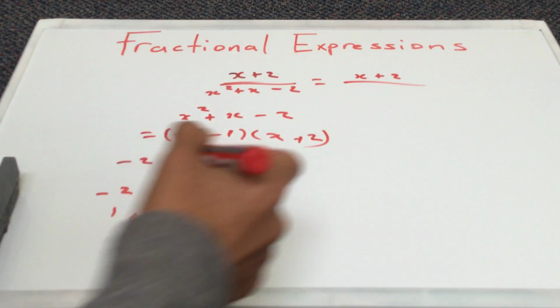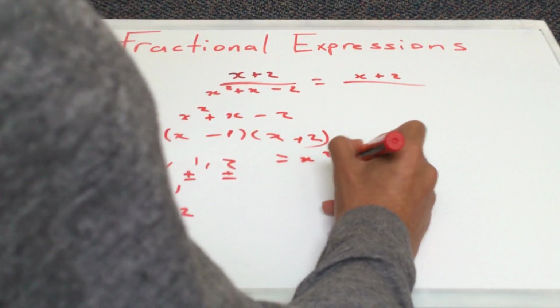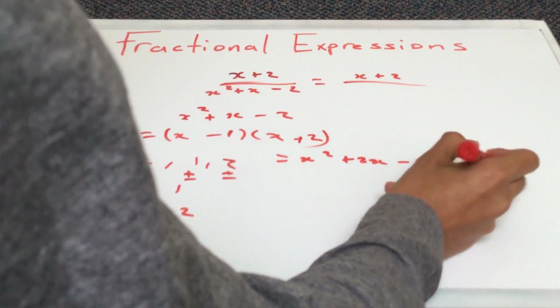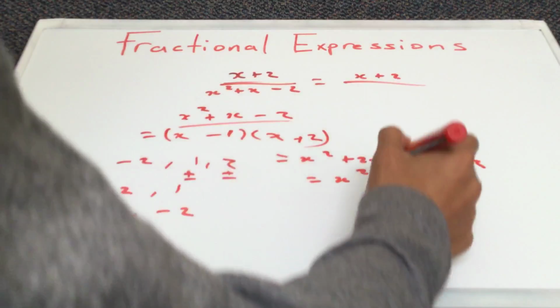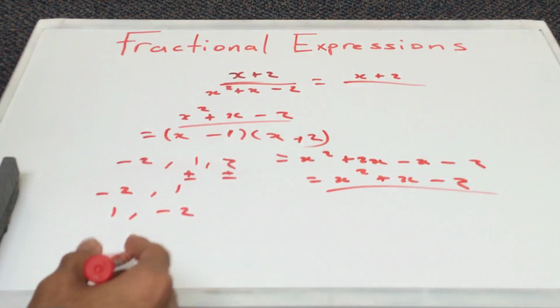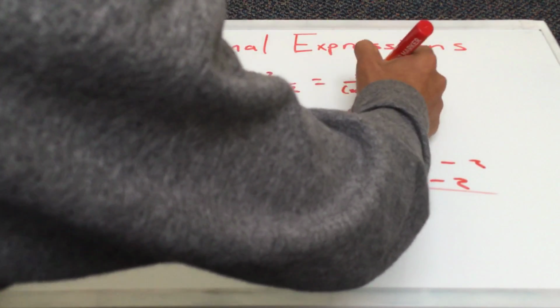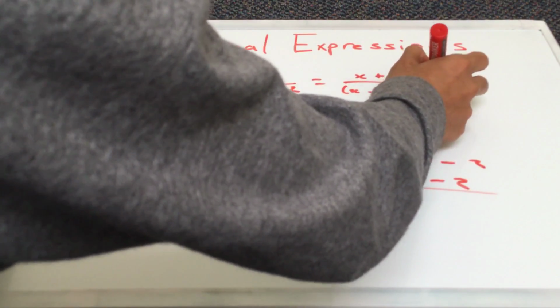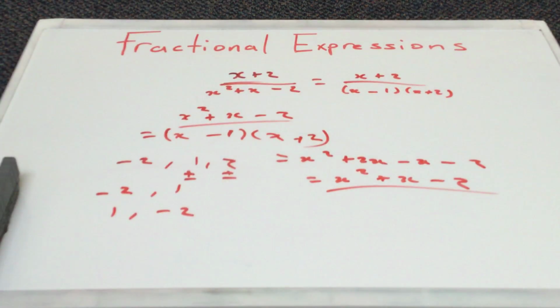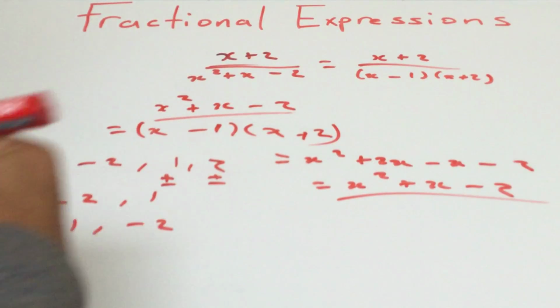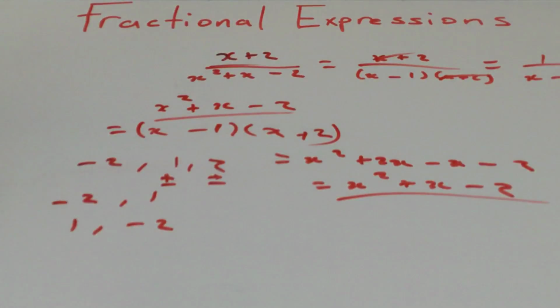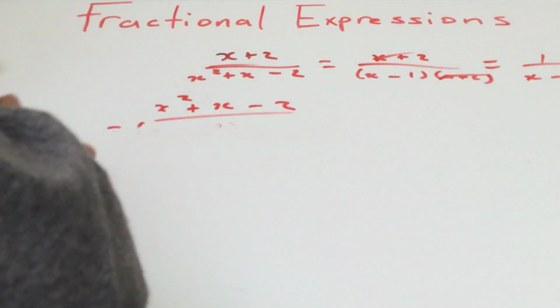So when you expand this, you get x squared plus 2x minus x minus 2, and you're left with the same as the question. So therefore, that's your answer: x minus 1 and x plus 2. And now you see some relation with the numerator and the denominator, so that cancels out, and you're left with 1 over x minus 1. So that's your answer. That's how you do that.